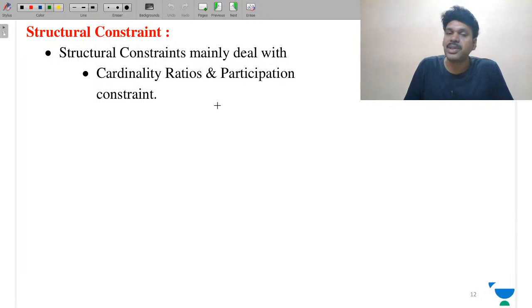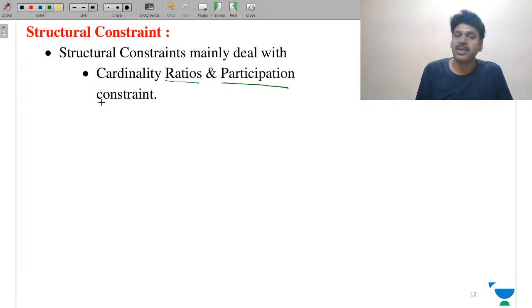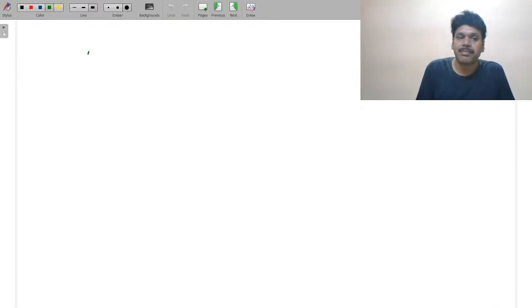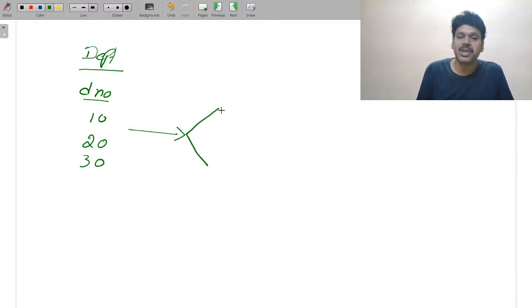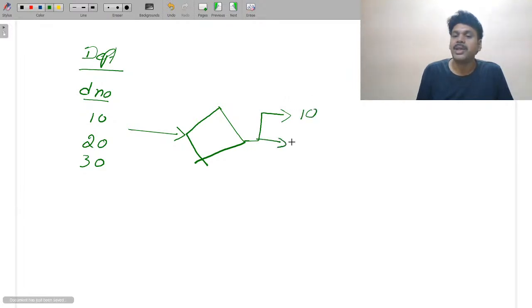As we learned, structural constraints mainly deal with two important things: cardinality ratios and participation constraints. So what is the cardinality ratio? The cardinality ratio is how many times a tuple of an entity appears in the relationship. For example, take a department instance with department numbers like 10, 20 and 30. If I keep this under sharing, sharing is a relationship. You see how many times 10 appears, how many times 20 can appear at maximum, and the maximum number of times 30 appears. This is the concept of cardinality.